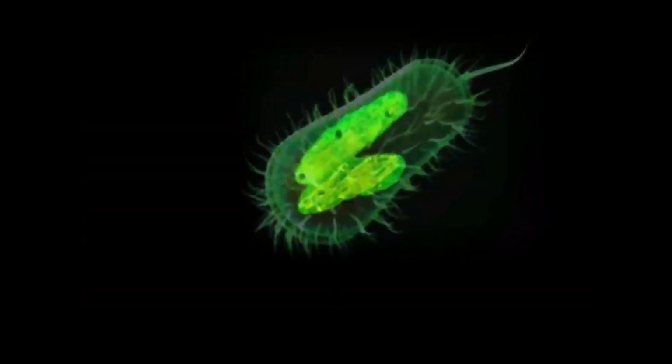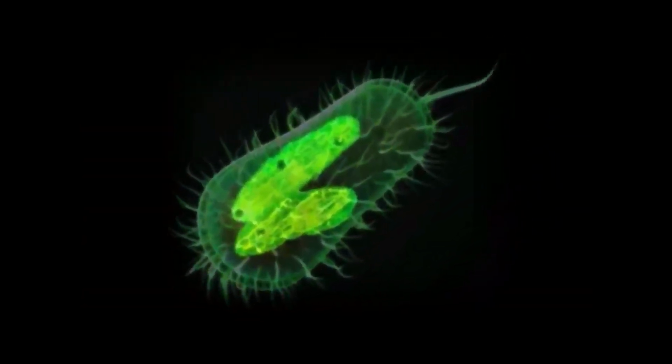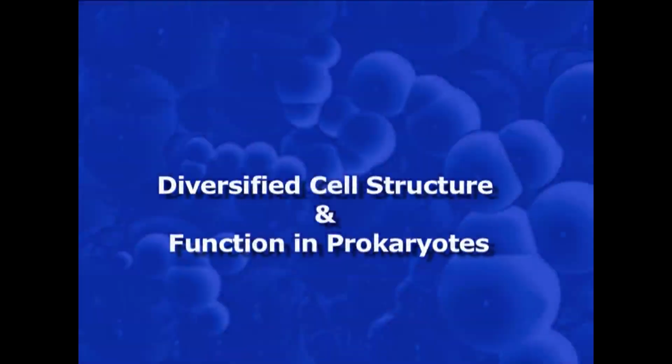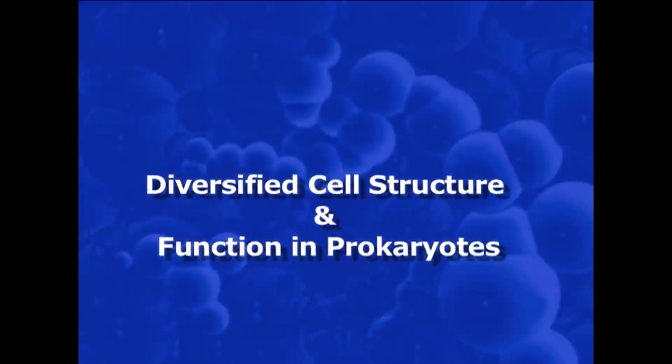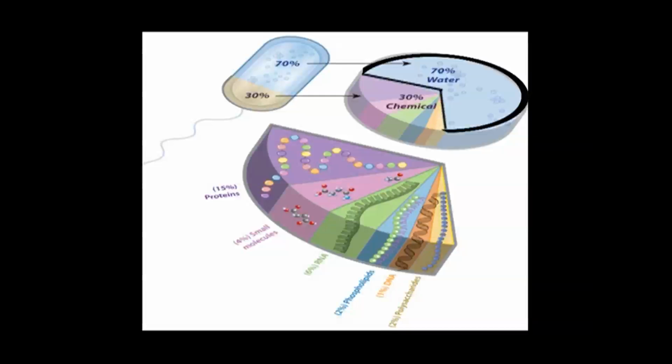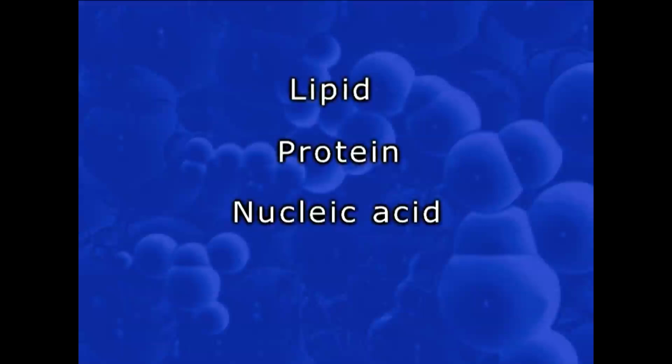Hello viewers. Today we will talk about diversified structure and function in prokaryotes, especially in case of eubacteria. From this structure, you can understand that the cellular composition is 70% water and 30% macromolecular content. Macromolecular content includes lipid, protein, nucleic acids, carbohydrate, etc. They vary according to structural and functional relationship.